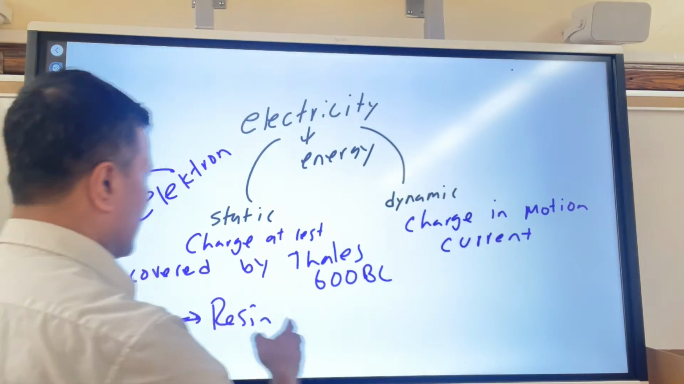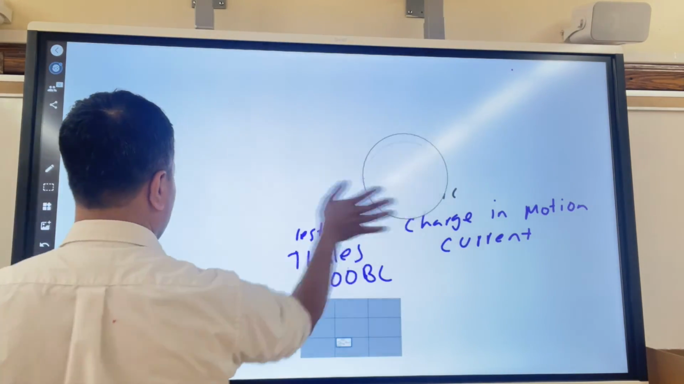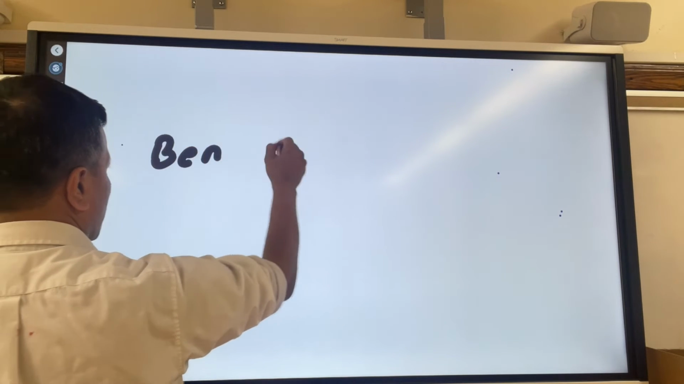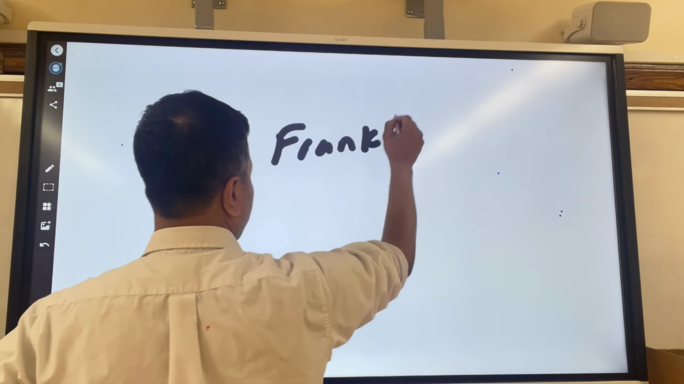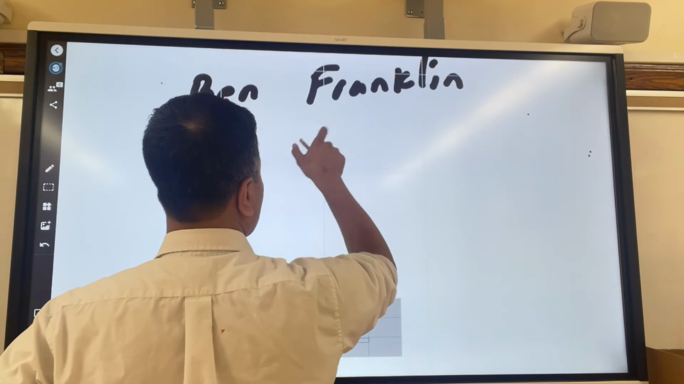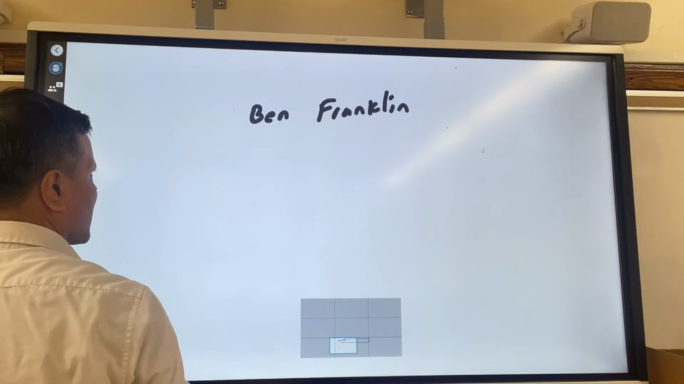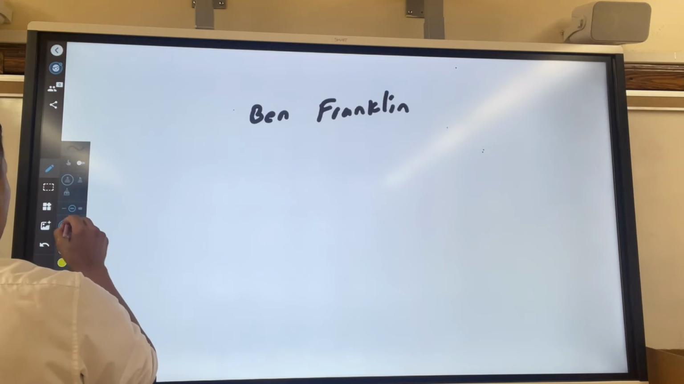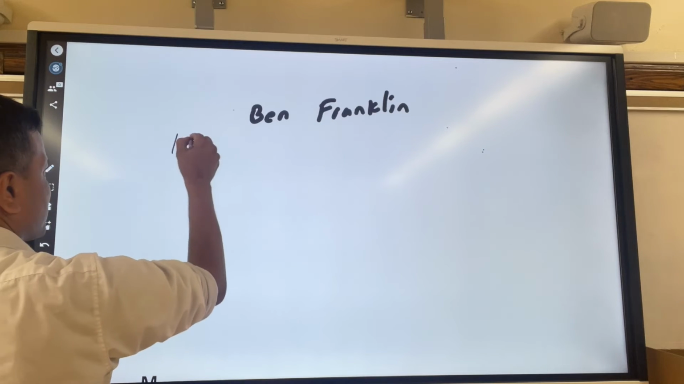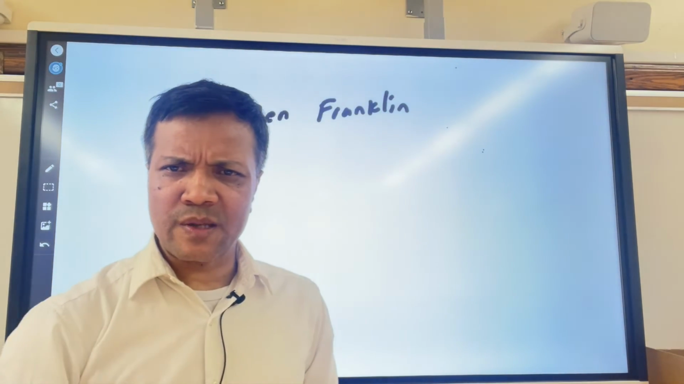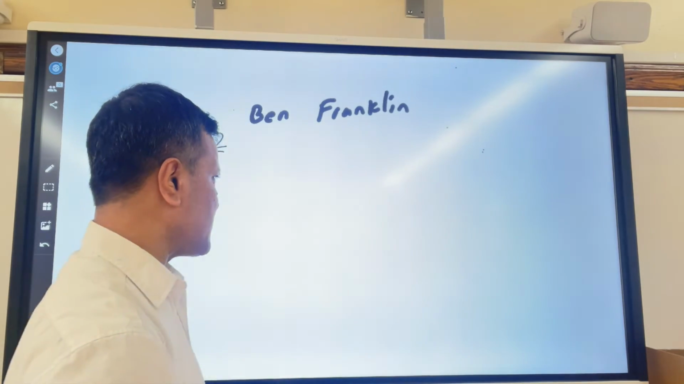But there is a long gap. After a long time later, 1752, someone discovered charges, right? And that is Ben Franklin. We're actually talking about 1752. So we're going to go to 1752, Ben Franklin. So Ben Franklin discovered charges. This is how he did.